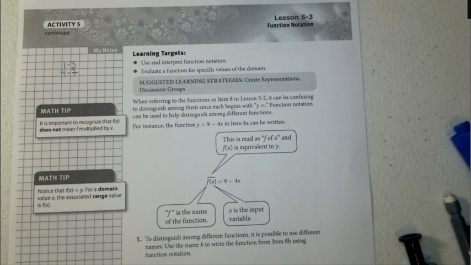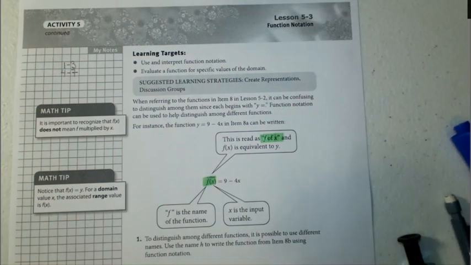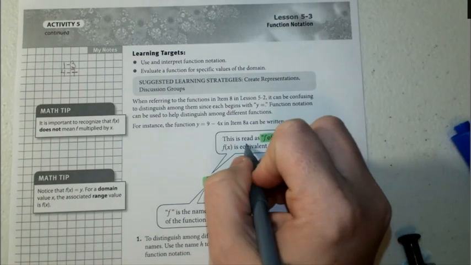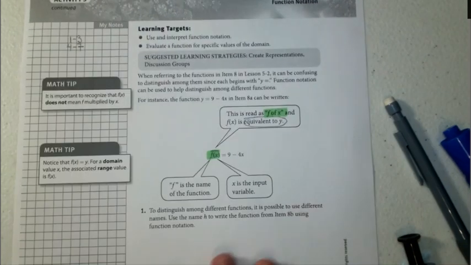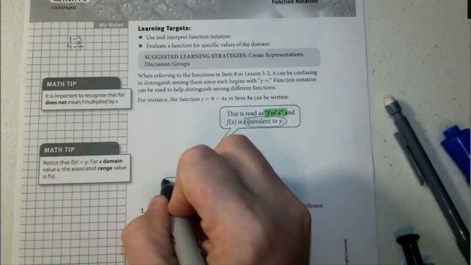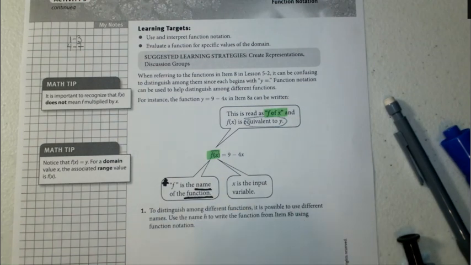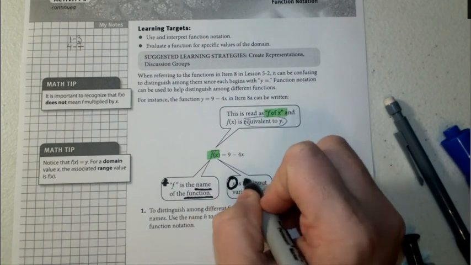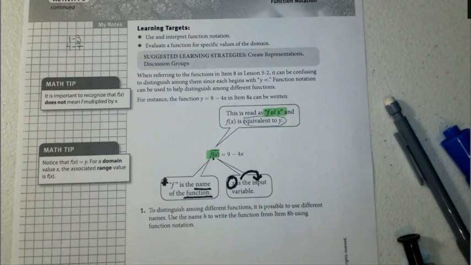I want to highlight some important information here. This right here is recited as f of x, and it means equal to y. Next thing I want to note, importance right here. f is the name of the function. x is my input variable that comes from there. So f is the name of the function.